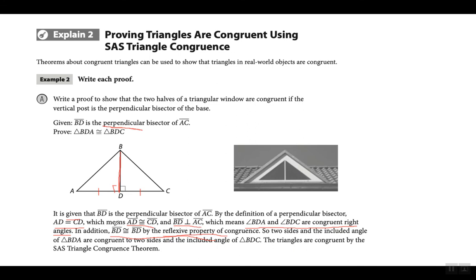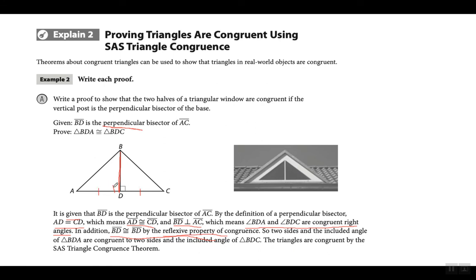Okay? Este segmento los dos lo tienen en común, así que el segmento BD es congruente al segmento BD por la propiedad reflexiva, que eso lo van a ver mucho durante el año. Siempre cuando un segmento es congruente al mismo segmento, es la propiedad reflexiva.